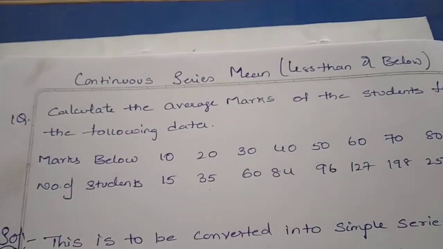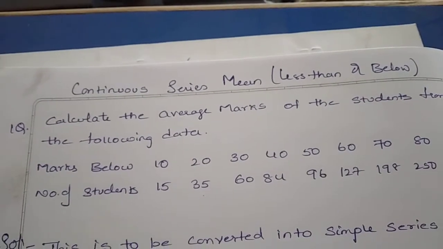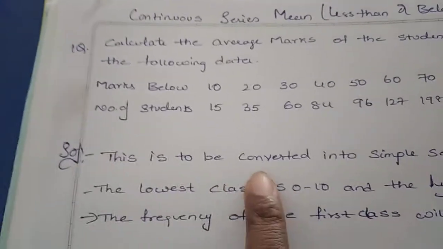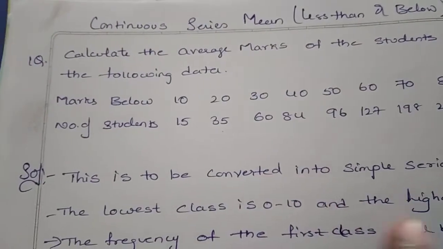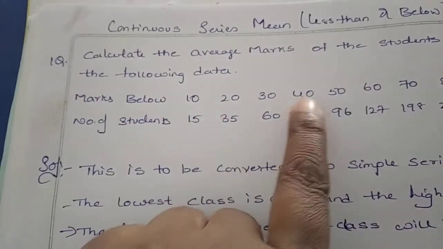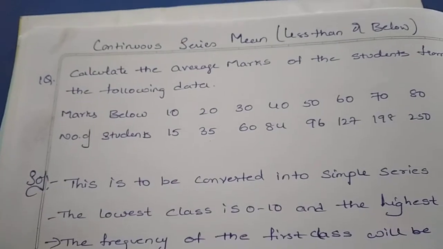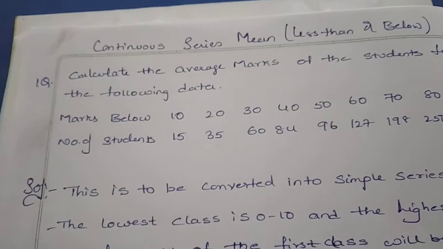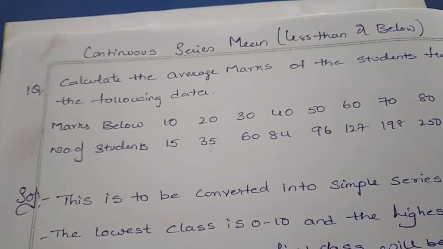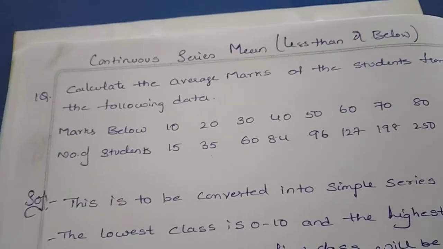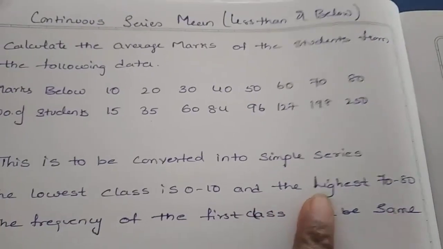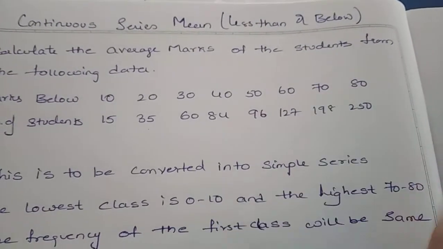So then how can we do the continuous series here? Class intervals and mid values are required. So this series he has given should be converted into a simple series. How do we convert it? Marks below means marks start from 0, from 0 to 10. So the lowest class is 0 to 10 and the highest will be 70 to 80 in this question.